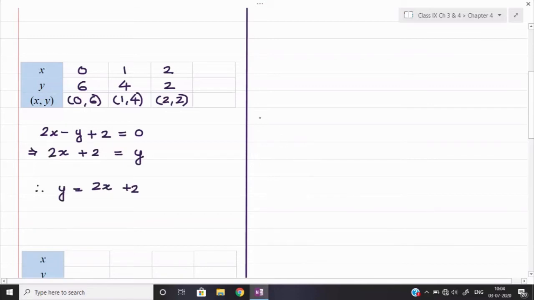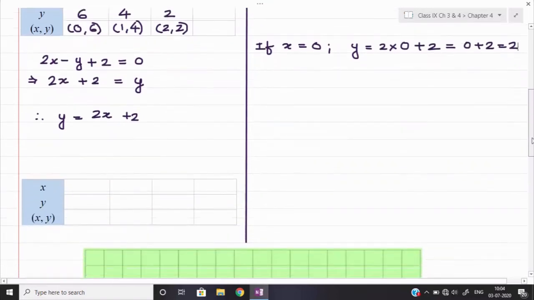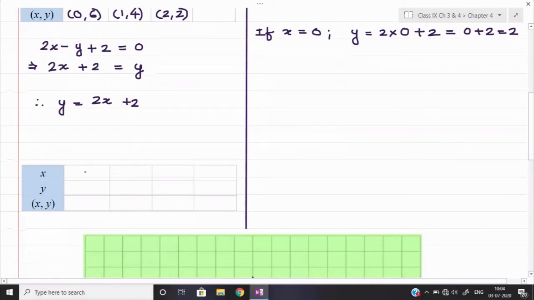So suppose I take the value of x equal to 0. In that case, what will be the value of y? y is equal to 2 into 0 plus 2. 2 into 0 will be 0, so 0 plus 2 will be equal to 2. So the first value I got here is x equal to 0, then y is equal to 2. So I will put up the value here, x equal to 0, y equal to 2, so it would be 0 comma 2.